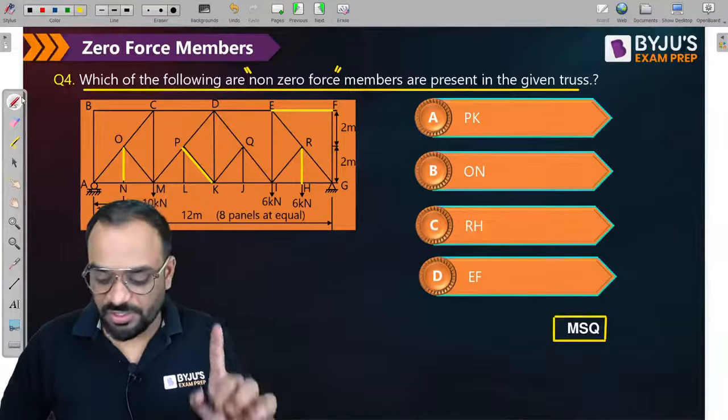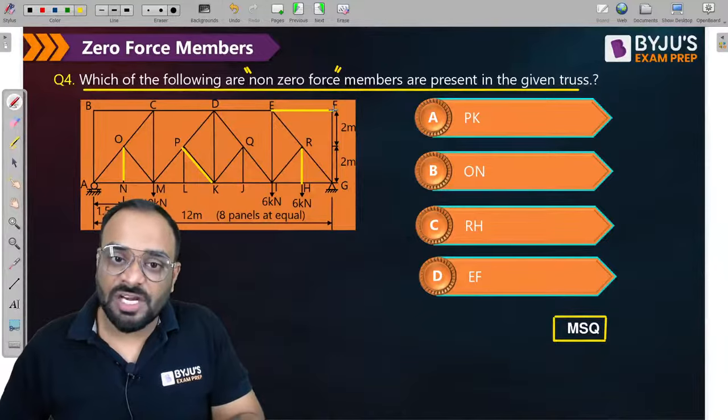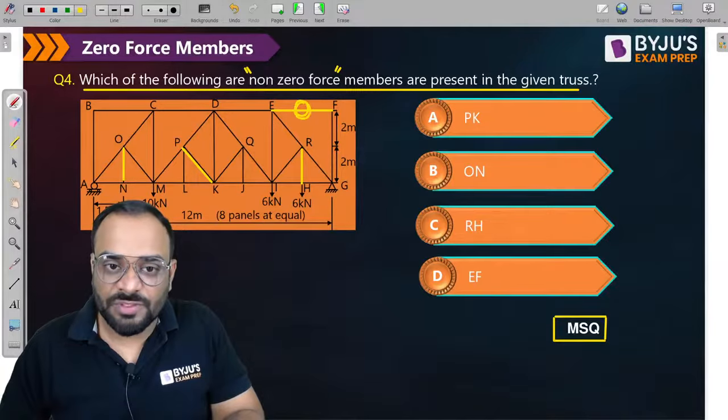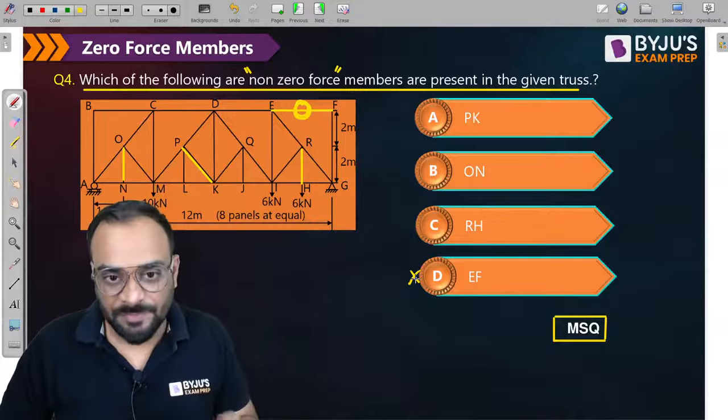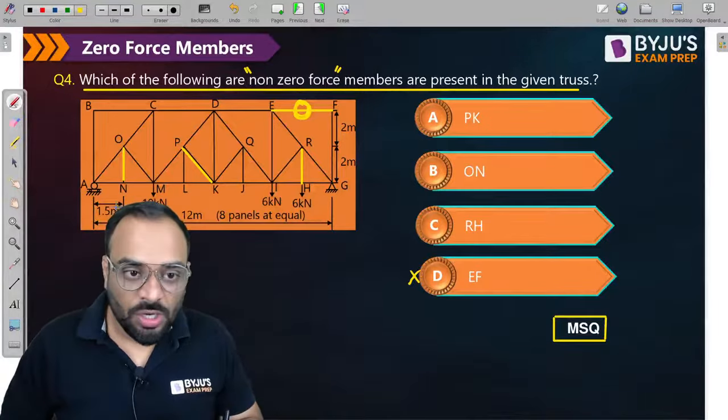First of all, kindly see joint F. At joint F there are two members, one is EF, the second is FG. So definitely this EF member will have zero force. If it is a zero force member, then this option is not possible as our answer. Clear? Okay sir. What about ON?